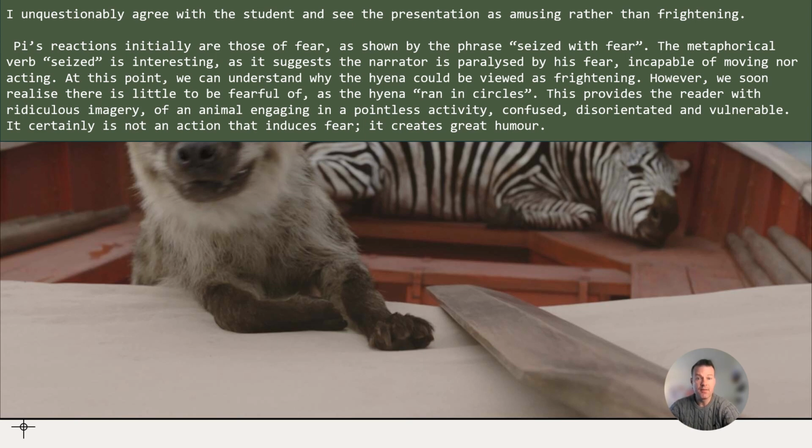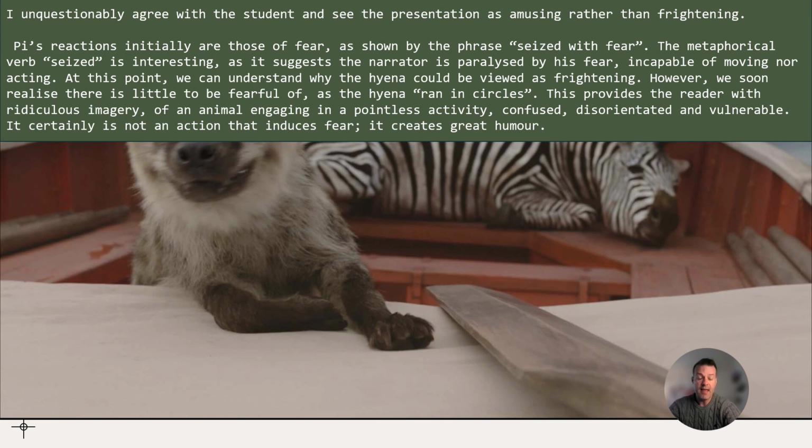Pi's reactions initially are those of fear, as shown by the phrase "seized with fear." The metaphorical verb "seized" is interesting, as it suggests the narrator is paralysed by his fear, incapable of moving nor acting. At this point, we can understand why the hyena could be viewed as frightening. However, we soon realise there is little to be fearful of as the hyena ran in circles. This provides the reader with ridiculous imagery of an animal engaging in a pointless activity, confused, disorientated and vulnerable. It certainly is not an action that induces fear, it creates great humour.